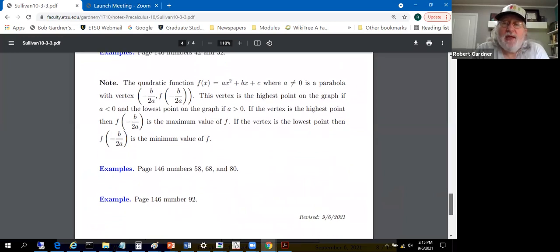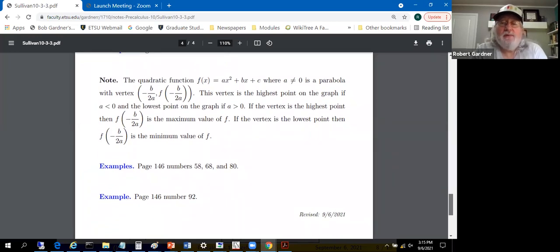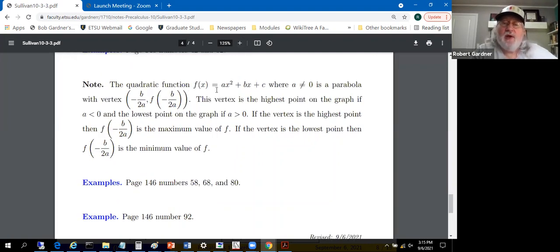Final little observation. This is actually relevant information that's contained in what we've previously done. The quadratic function f of x equals ax squared plus bx plus c, where a is non-zero, is a parabola with this vertex, as we stated above. This vertex is the highest point on the graph if a is negative, and it's the lowest point on the graph if a is positive. Think in terms of opening upwards and opening downwards.